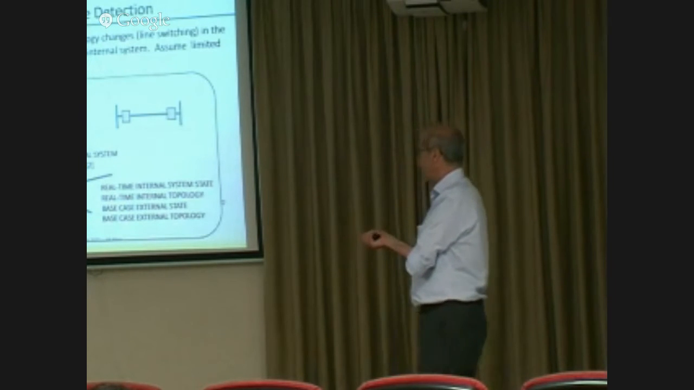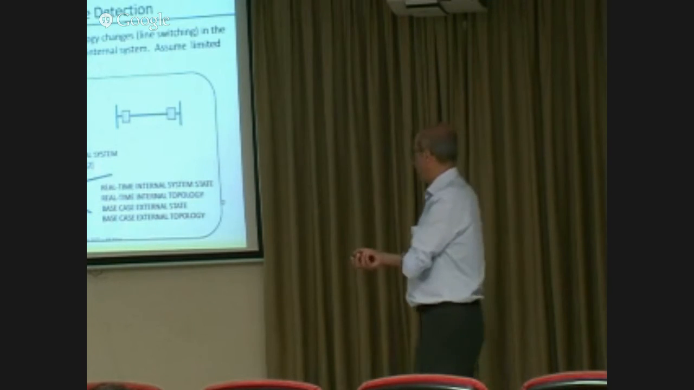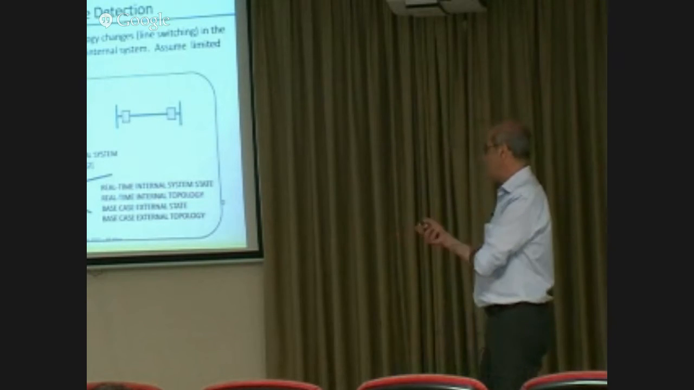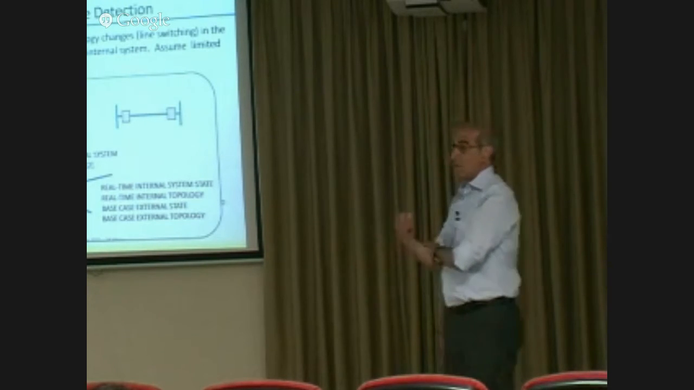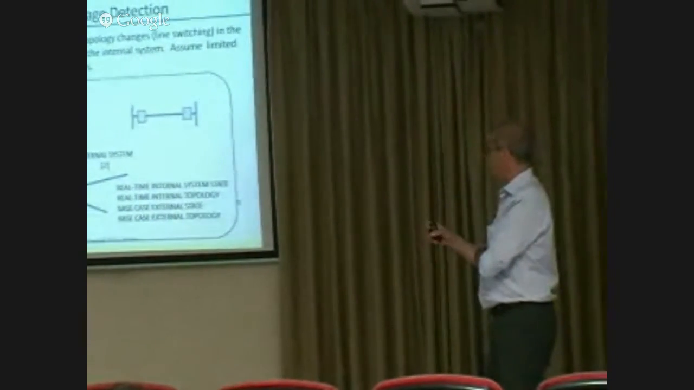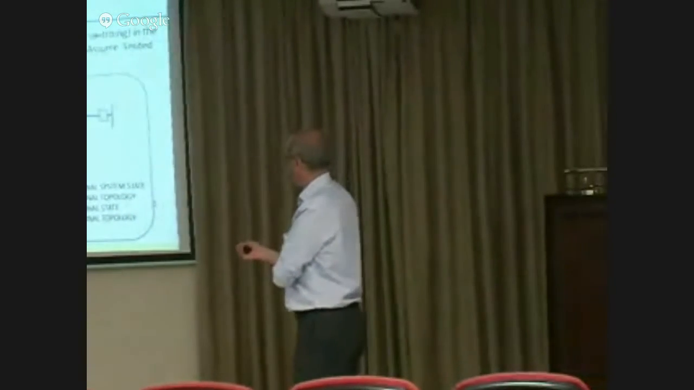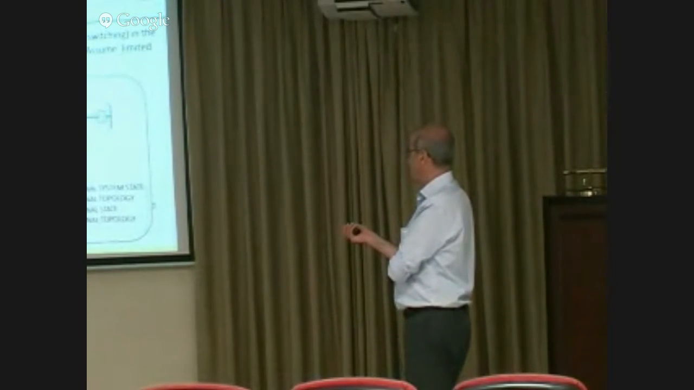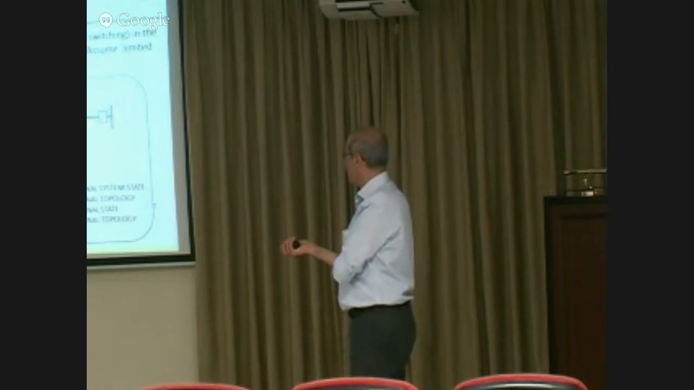So initially, we assume that we do have full knowledge about the whole system, including internal and external. But as time progresses, of course, we'll have access to the internal system state and topology, but the external system state and topology may not be available to us in real time. So we are trying to track changes in the external system based on what we know in the internal system. Specifically, we are looking at detecting an outage of a line in the external system based on what we know about the internal system.